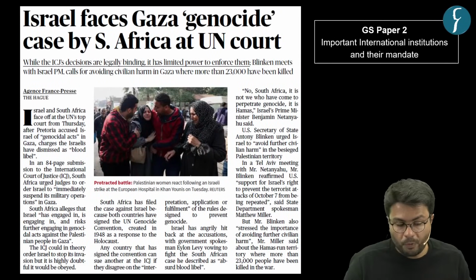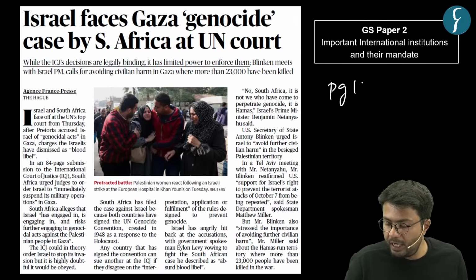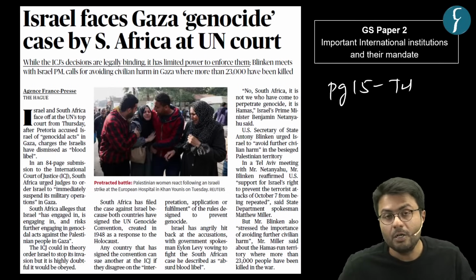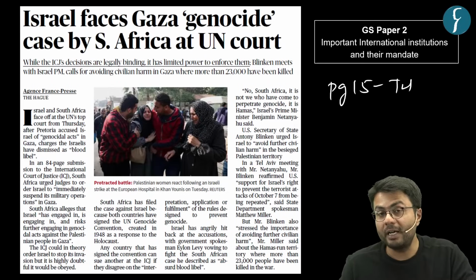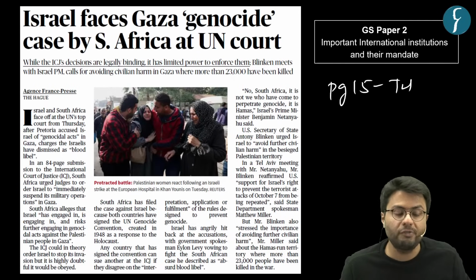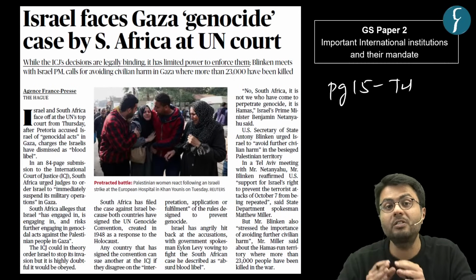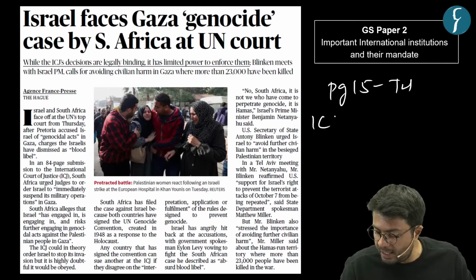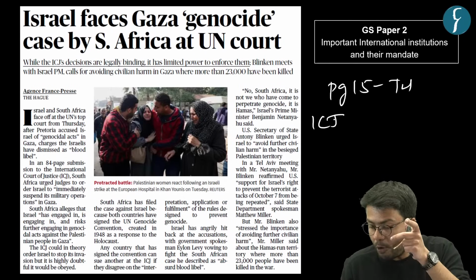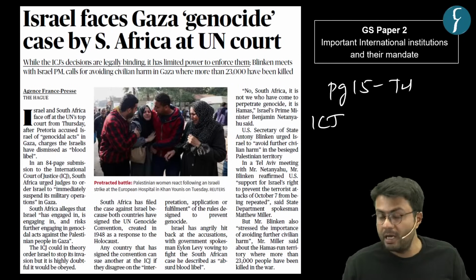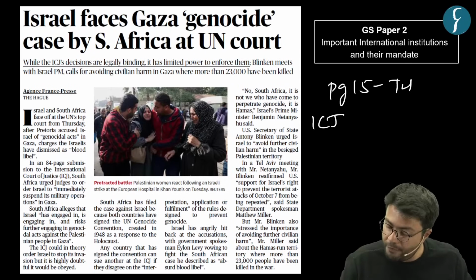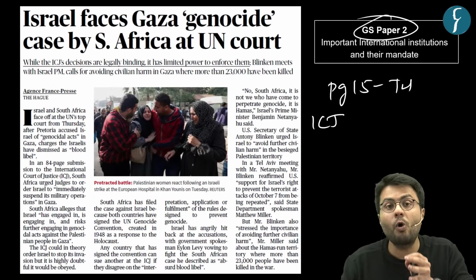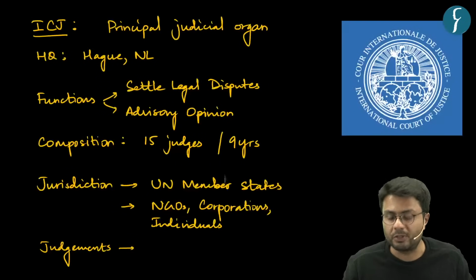First article, which appeared on page 15 of the Hindu newspaper. Now, as I've already highlighted, South Africa has urged the International Court of Justice to order Israel to suspend its military operation. And this particular body, that is International Court of Justice, is an important international institution which forms an intricate part of GS Paper 2 syllabus. Hence, let us know more about what is this International Court of Justice.